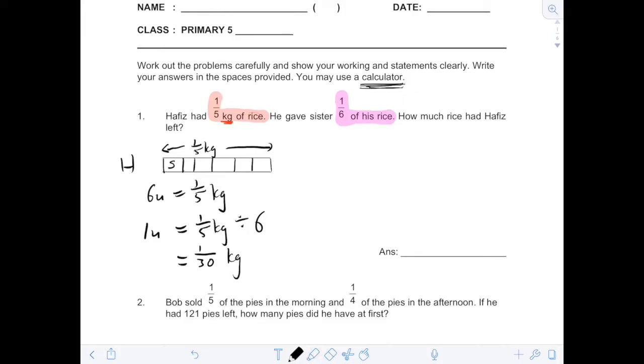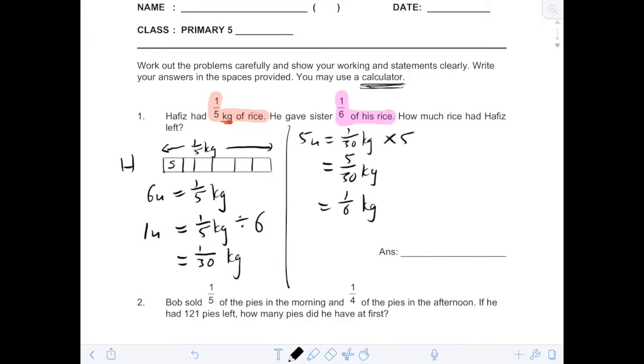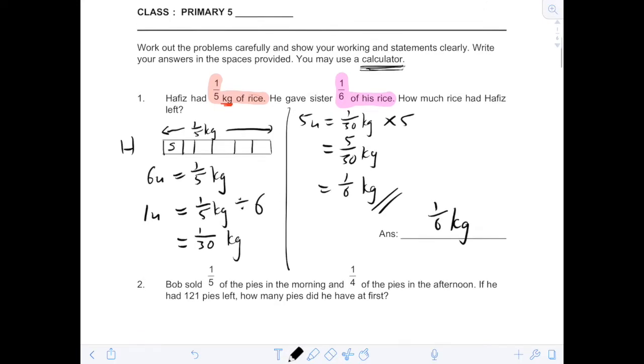Now how much rice had Hafiz left? This is 1 unit, and therefore Hafiz has 5 units left. You get 1/30 kg multiplied by 5 for the 5 units. 5/30, and you're going to simplify that. You get 1/6 kg. Take note, this is a quantity. So that's the answer for the first question.